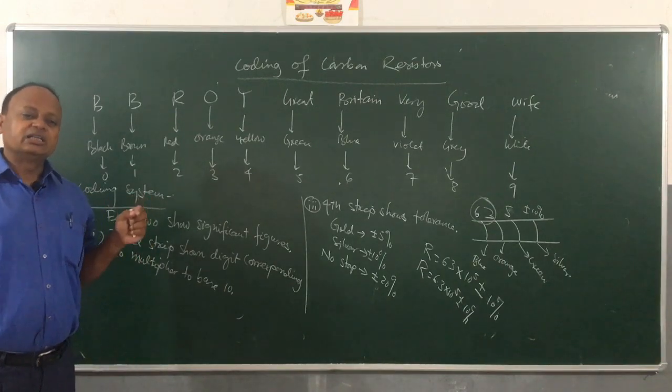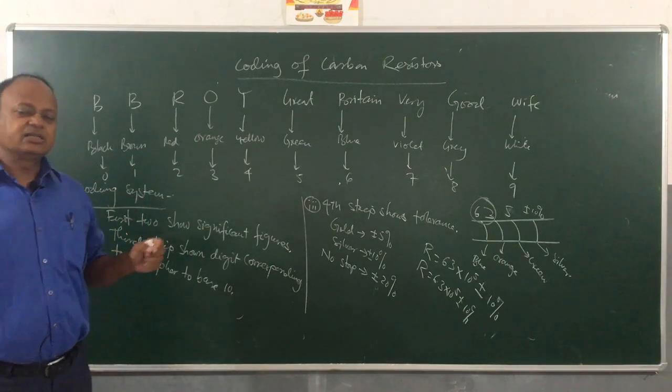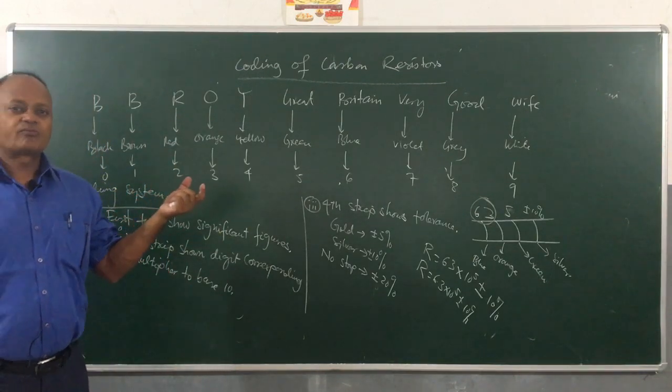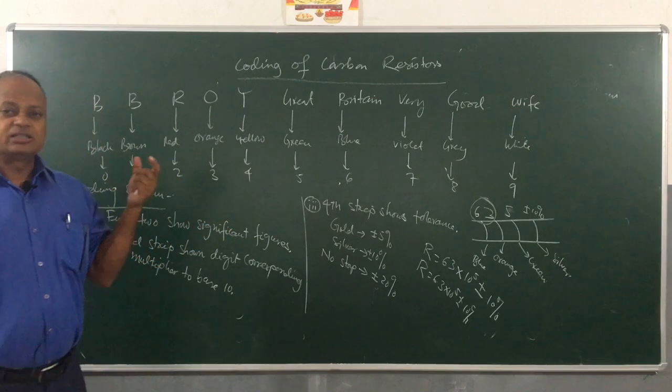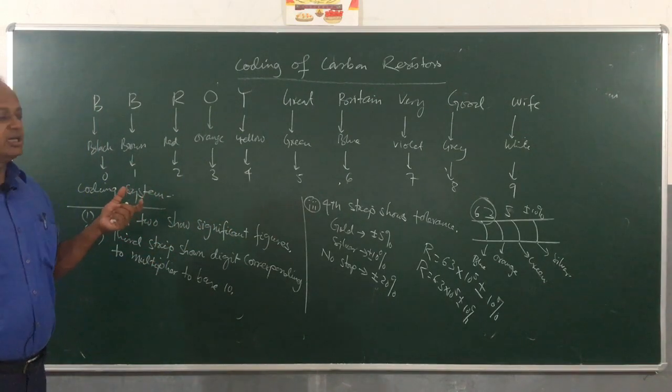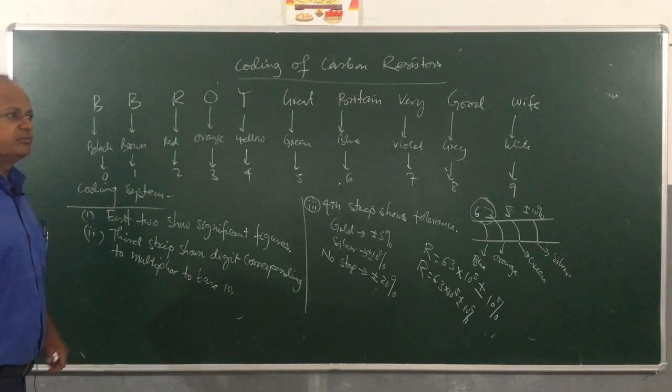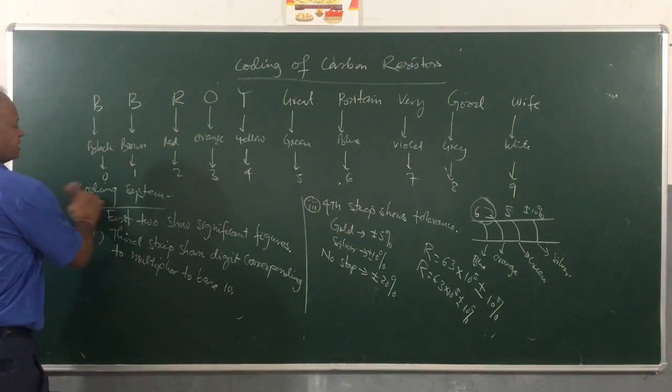Just remember that the first two stripes are showing significant figures, the third stripe is showing the multiplier to the base 10, and the fourth one is tolerance, meaning whatever error is there we can calculate from there. Okay, now let's see another one.